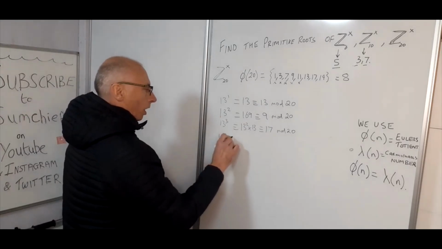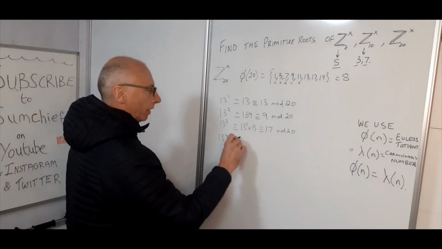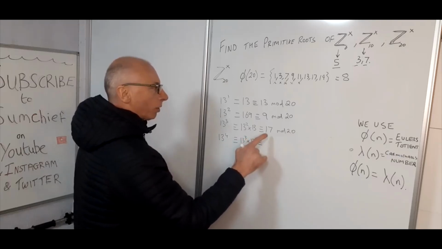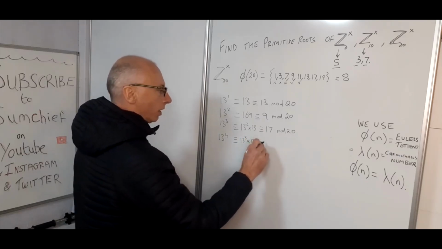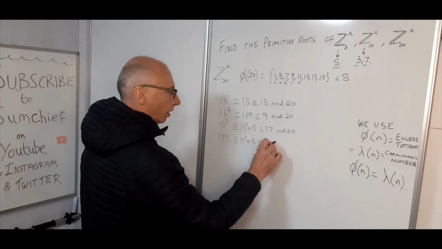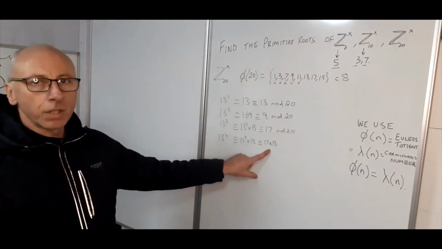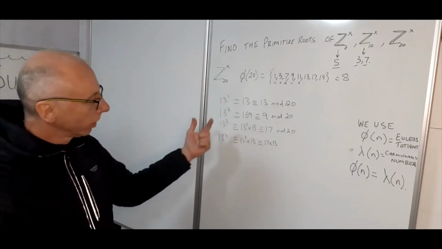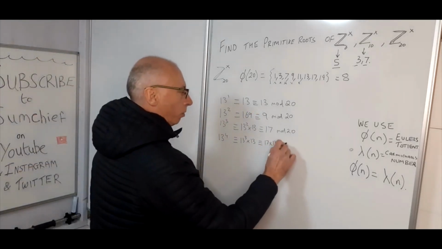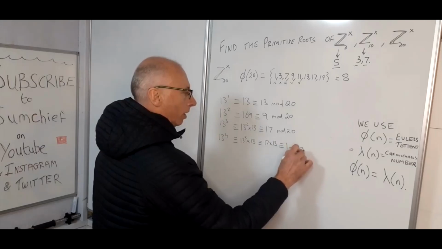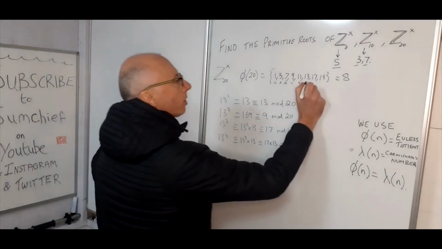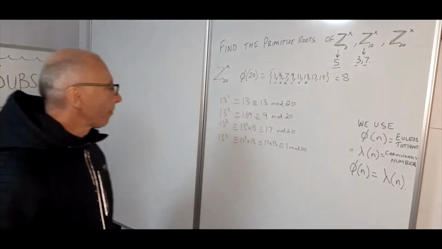13 to the 4. Again, I won't calculate it out. I'll go 13 cubed times 13, which is congruent to 17 times 13. So 17 times 13 is 221. 221 will lead us to a 1, so that's congruent with 1 mod 20. So again, if we multiply by 13, we just end up back here. So 13 is not a generator.